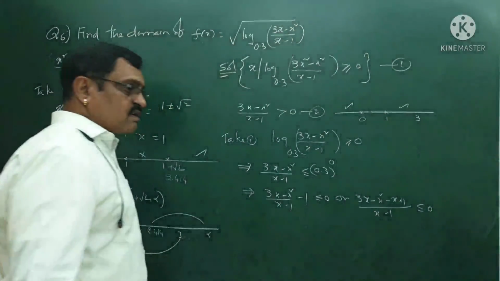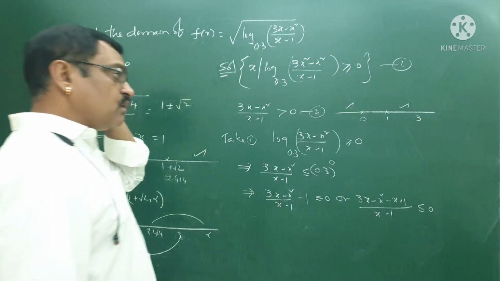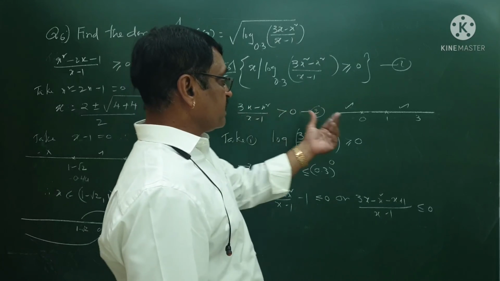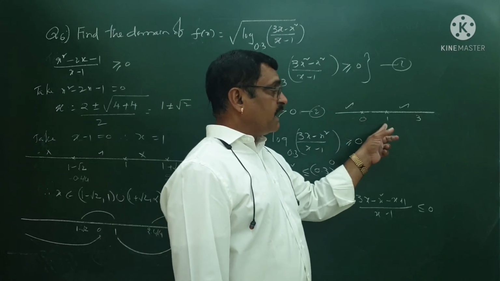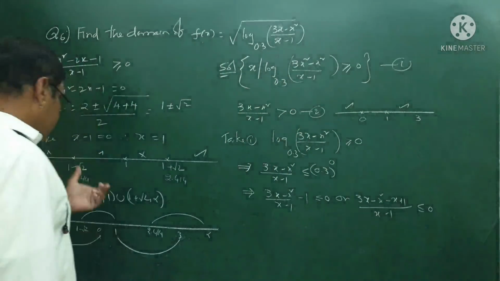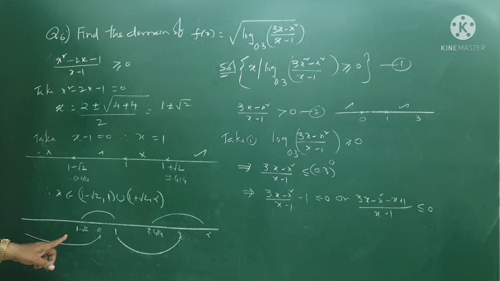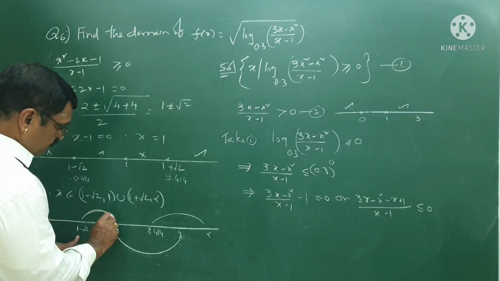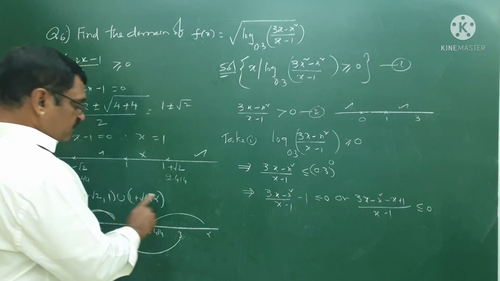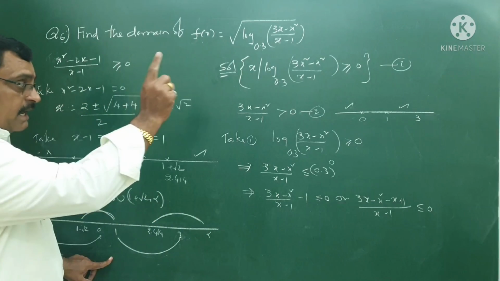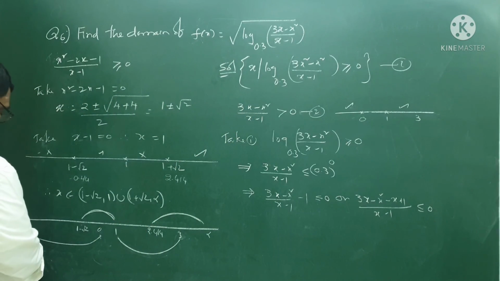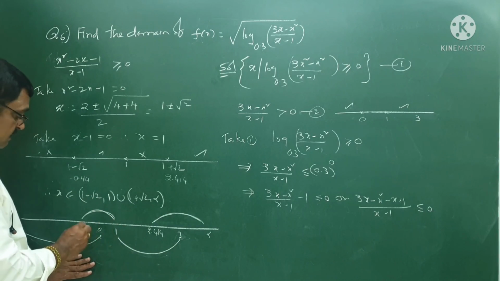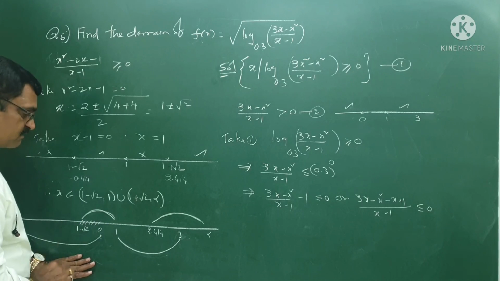The space is not permitting me to clear this one. So I solve here (3x minus x square) by (x minus 1) greater than 0. That means here we get negative infinity to 0 and 1 to 3. And the first one we got this one. Now I mapped here 1 minus root 2 to 1 interval, 1 plus root 2 to infinity, the second interval. And from that one, I got negative infinity to 0 and 1 to 3. So you need to focus on the intersection of these two, this part and this part.